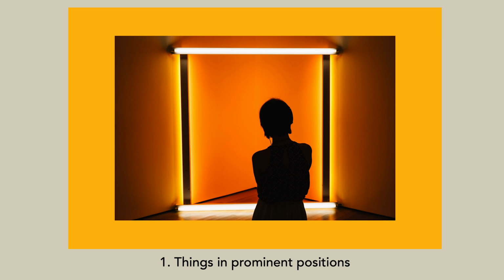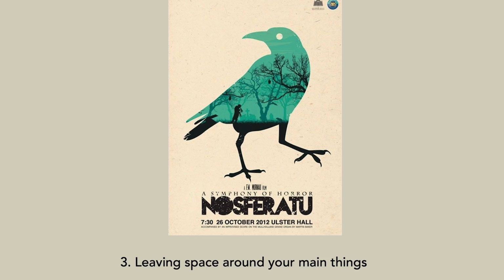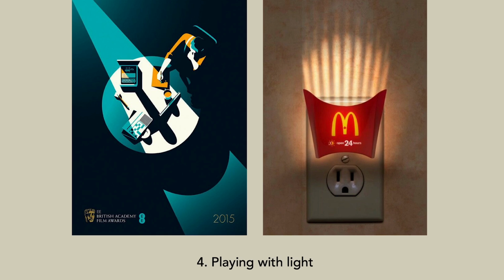Now, how do we achieve this emphasis magic? 1. By placing things in prominent positions. 2. By playing with interesting or unusual shapes and colors. 3. By leaving space around your main things. 4. By playing with light. It's like your design's spotlight.